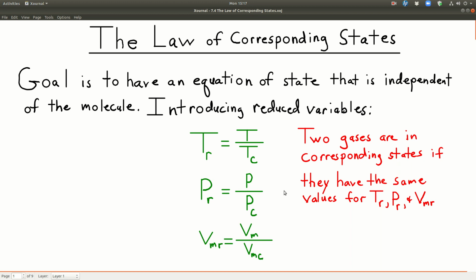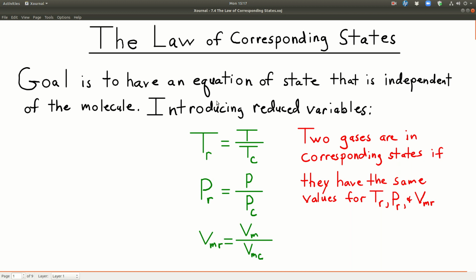Hey guys, so this is section 7.4 of the law of corresponding states. So we have seen the ideal gas law, we've seen the van der Waals equation. Our goal here is to see if we can come up with an equation of state whose variables do not depend upon the molecule, like the a and b in van der Waals. To get an equation without those. So let's see what happens.